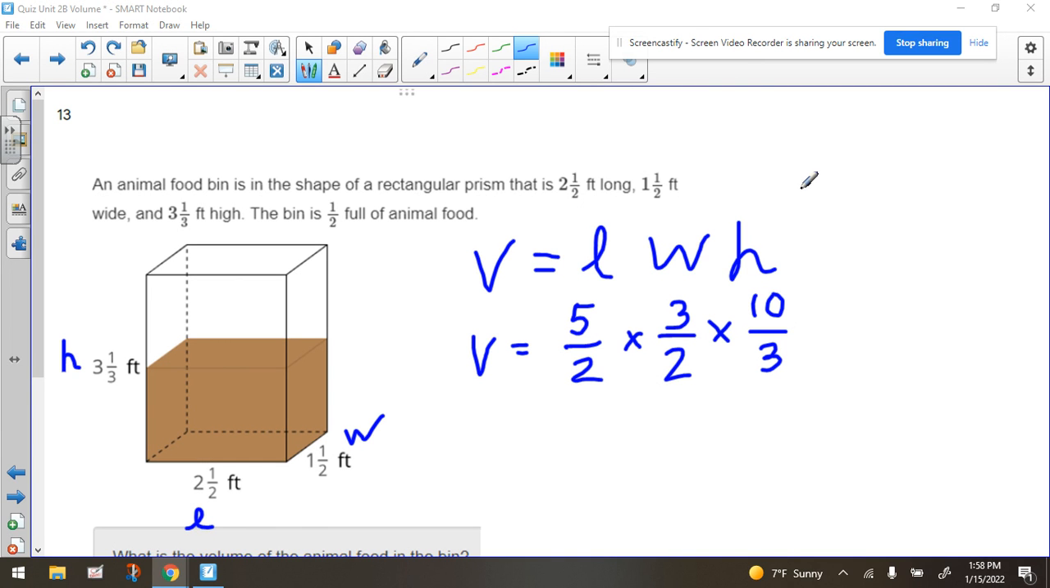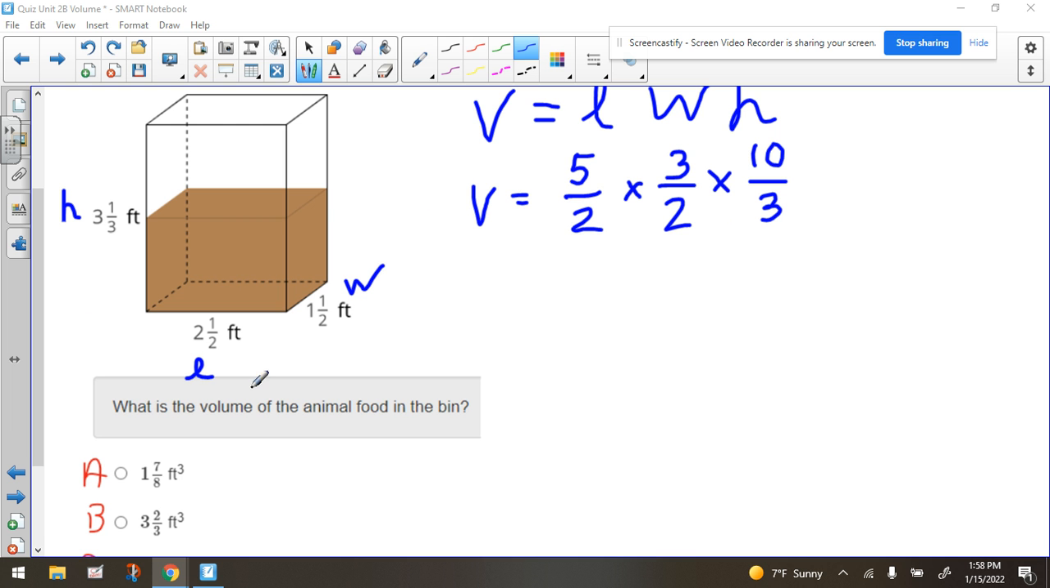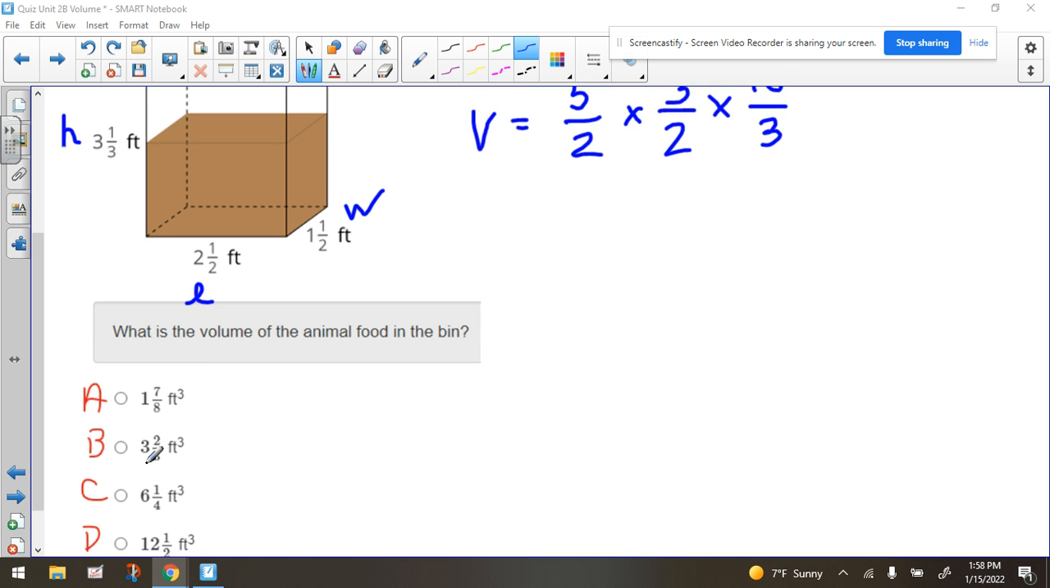We're looking at number 13. An animal food bin is in the shape of a rectangular prism that is 2.5 feet long, 1.5 feet wide, and 3 1/3 feet high. The bin is half full of animal food, and what we want to know is what is the volume of the animal food in the bin? In other words, they have that highlighted in brown, and they give us choices.